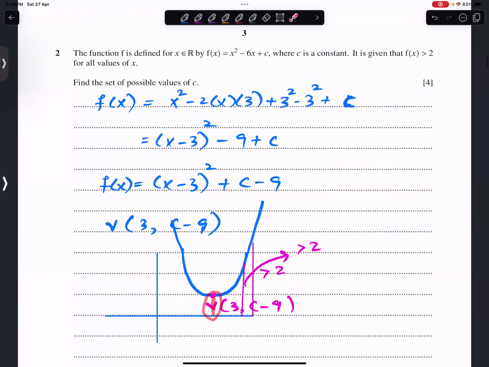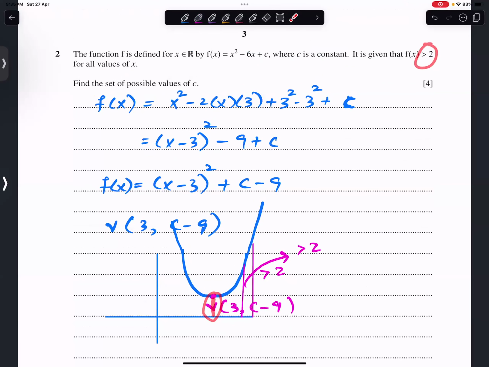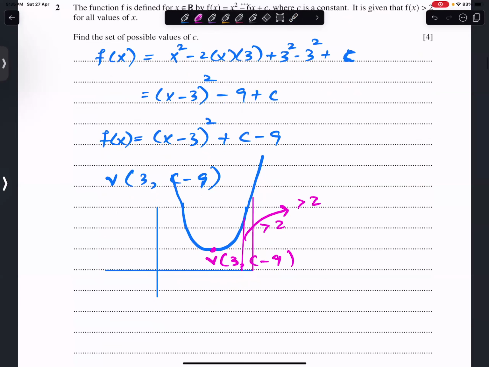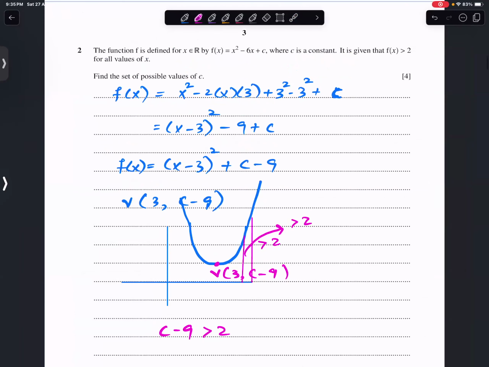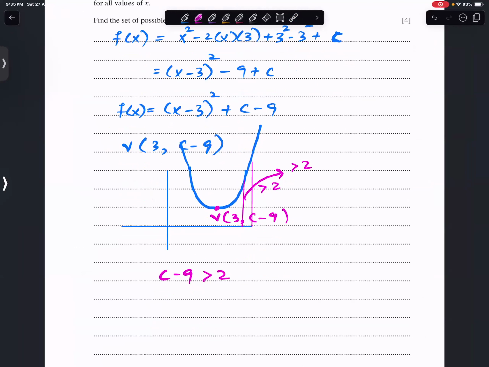So if all heights are greater than 2, obviously this specific height, which is actually c minus 9, is also greater than 2, because the whole function is greater than 2. The whole function being greater than 2 means all heights are greater than 2, and c minus 9 is one of the heights. So it means that is also greater than 2. So c is greater than 2 plus 9. So that means c is greater than 11. Okay. This is the best possible answer of this question.